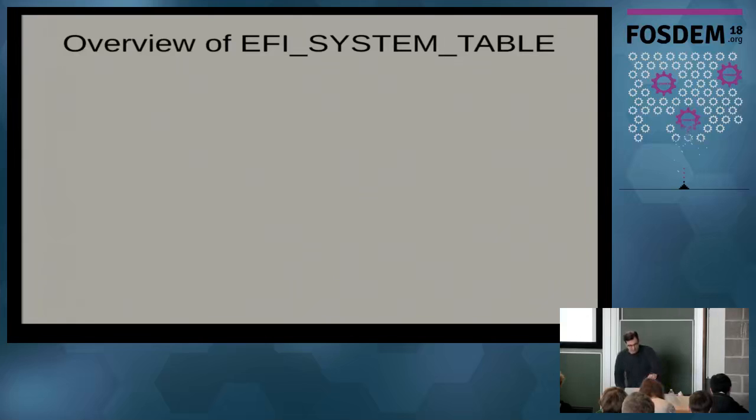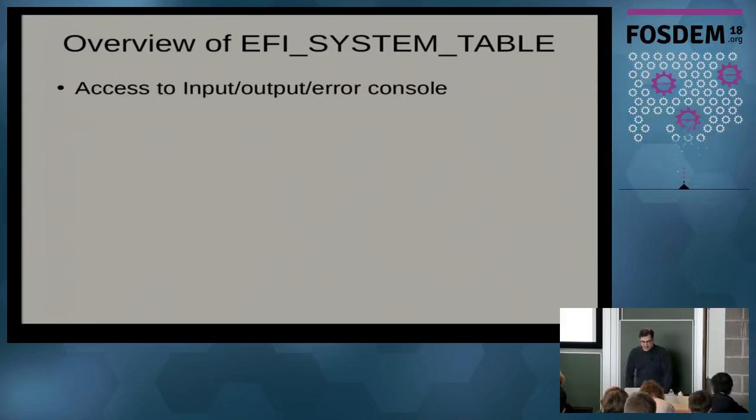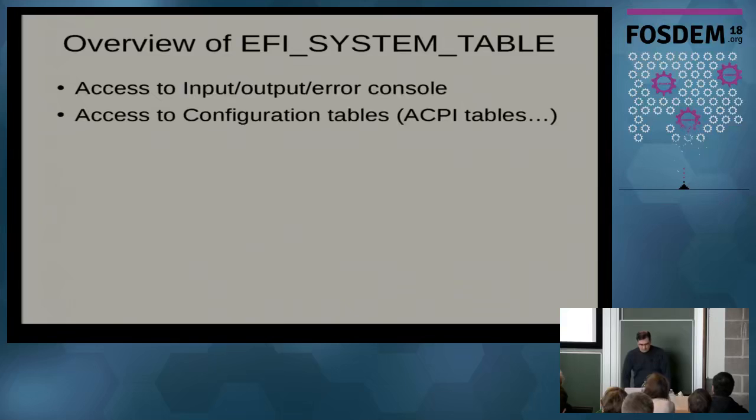Now we will look at an important structure in the UEFI APIs. It's the UEFI system table. From there, you can access some services like input-output console. There are also fields to access configuration tables. So if you write an operating system, it might be interesting. For example, the ACPI tables are available there.